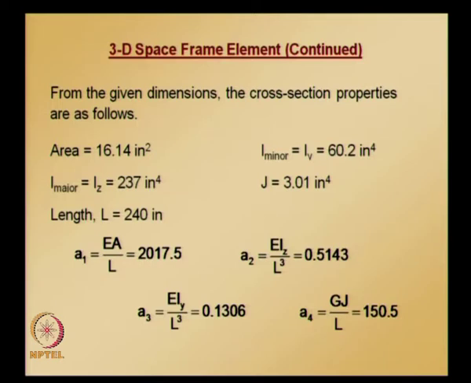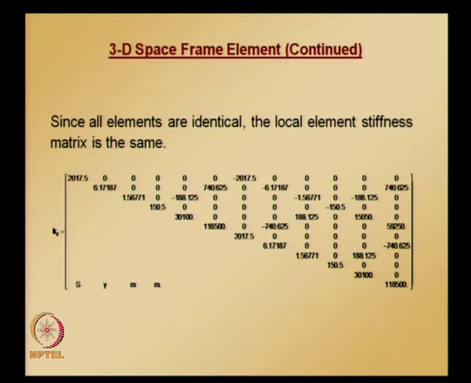12 by 12. So, this matrix is obtained based on the orientation of the members in such a way that the y axis is the minor axis and the z axis is the major axis, and for all elements this is going to be the local stiffness matrix because all the elements are identical.